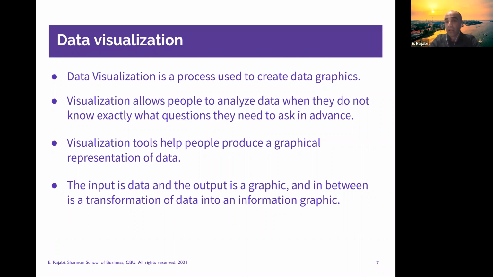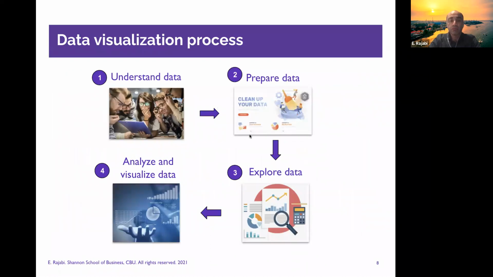Visualization allows people to analyze data when actually they don't know exactly what they should do with the data. There are some tools in data visualization that help people produce graphical representation of data. And in data visualization, the input obviously is data, and the output is information, graphic, and visualization. In between, we have a process, the transformation from data to graphic, right? They basically define 4 steps for data visualization process: understanding data, preparing data, exploring data, and finally analyzing and visualizing data.